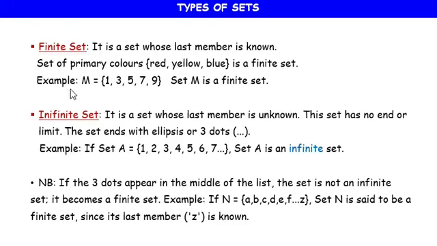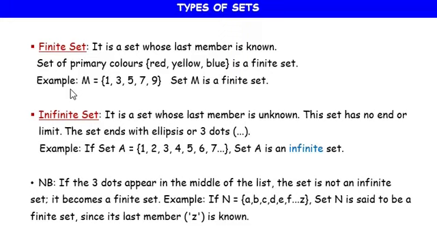Let's now talk about the second type of set, the infinite set. This is the opposite of the finite set. When we talk of an infinite set, it is a set whose last member is unknown. Basically this set has no end. It has no limit. It goes on and on and on.